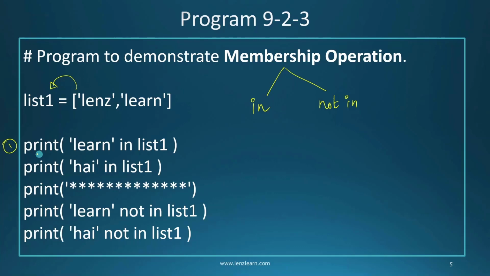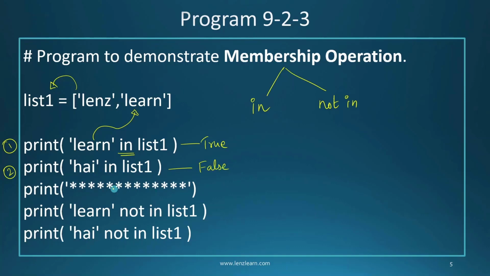Now in the first print statement, let us see what is the result. So here we have the membership operation in, and now in is checking whether the word learn is in list 1. So here you can see in list 1 we actually have this word learn. So in will return true. So that will be the output of this print statement. Now in the second print statement, you can see I am checking whether the word hi is in list 1. Now you see inside list 1 I have only lens and learn. There is no word hi, right? So this will return false.